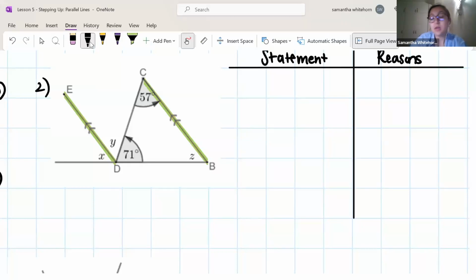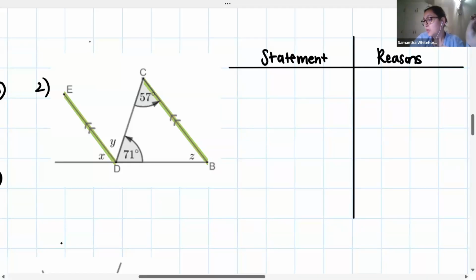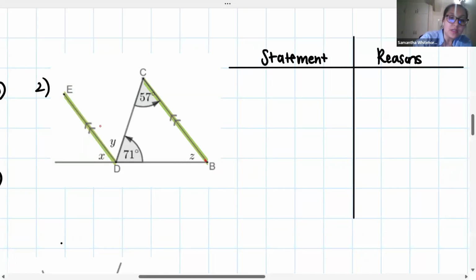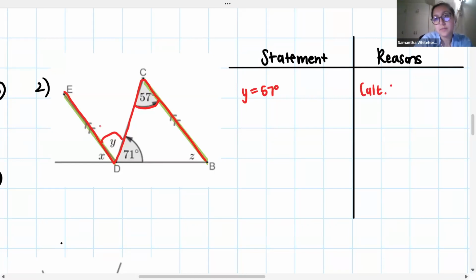that yet together. Okay, so guys, I am going to start by finding y. I'm not going to start with x because at this point I don't have enough information to find x straight off the bat. So in order to find y, I see that I've got this Z shape, or zigzag shape, along my parallel lines. And so that means y is equal to 57 because they're alternate angles. So nice and easy, y equals 57 degrees, and my reason: alt angles.